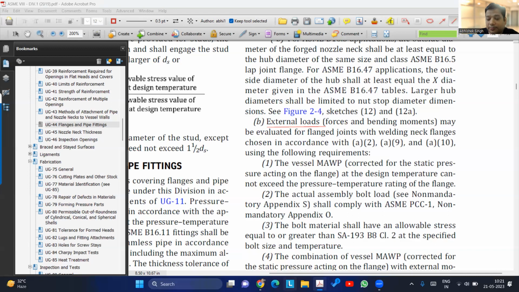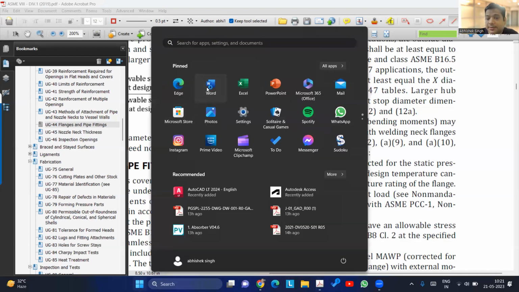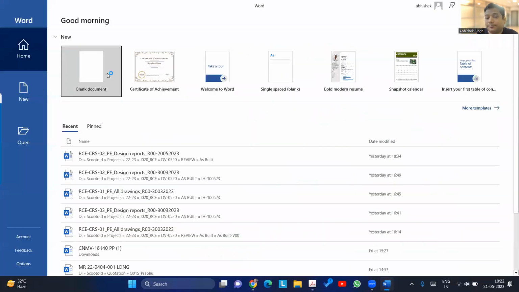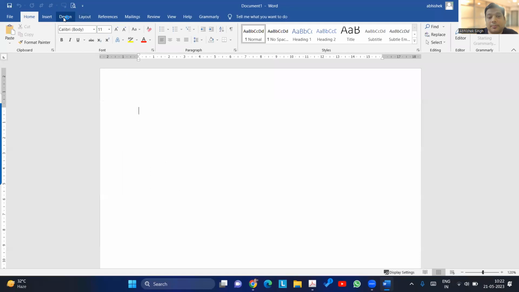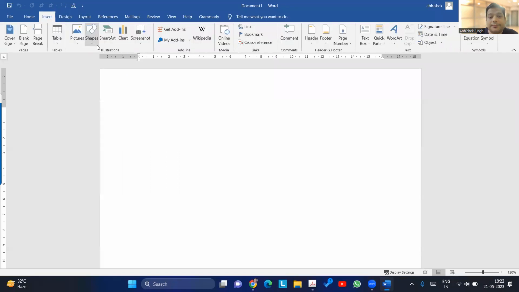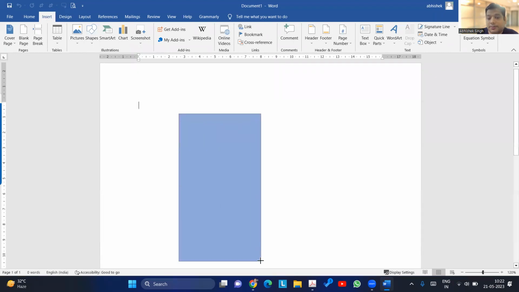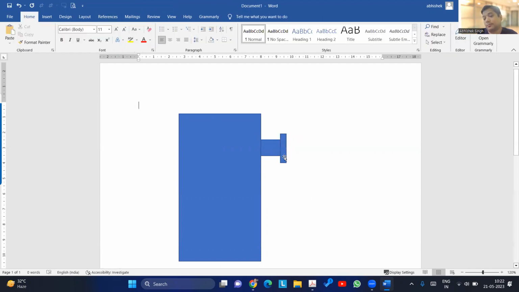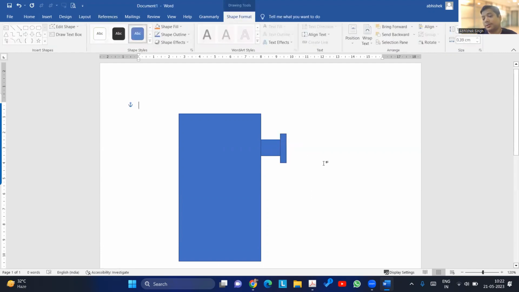People always try to misunderstand this, what will happen. Let me just elaborate a little bit. This is my shell, and I have a nozzle connected to it, and there is a flange connected. Okay, so this is my configuration.